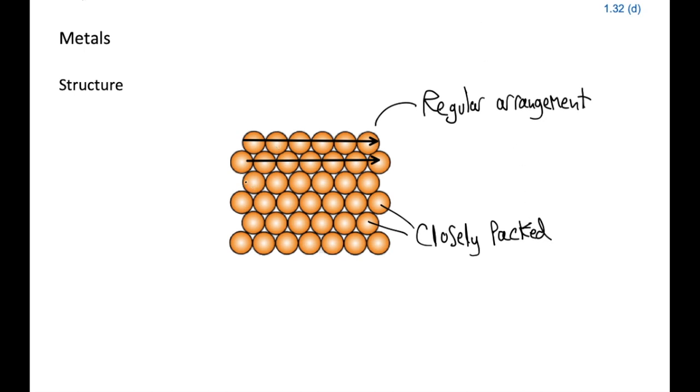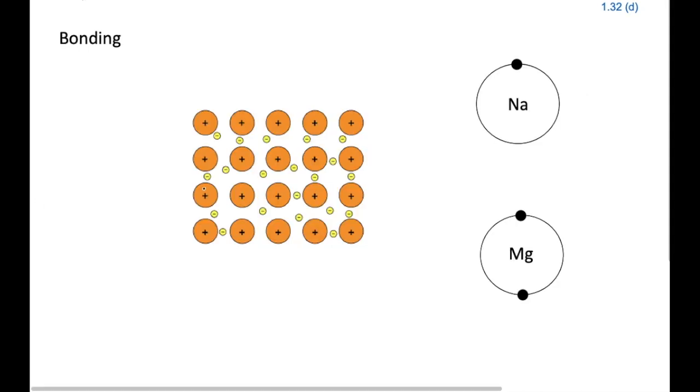So the way in which metal atoms arrange themselves is quite similar to the way in which ions in ionic lattices arrange themselves, except the bonding that takes place in a metal structure is quite different.